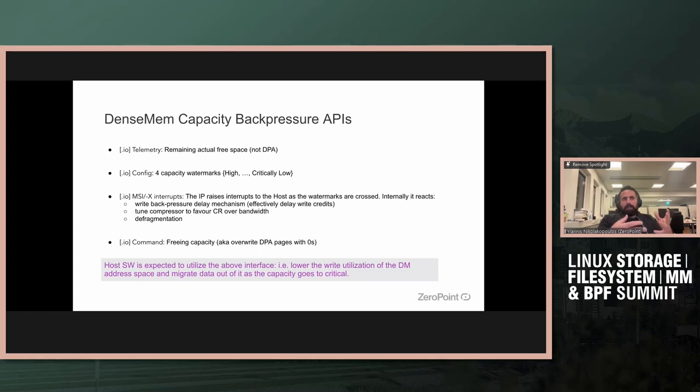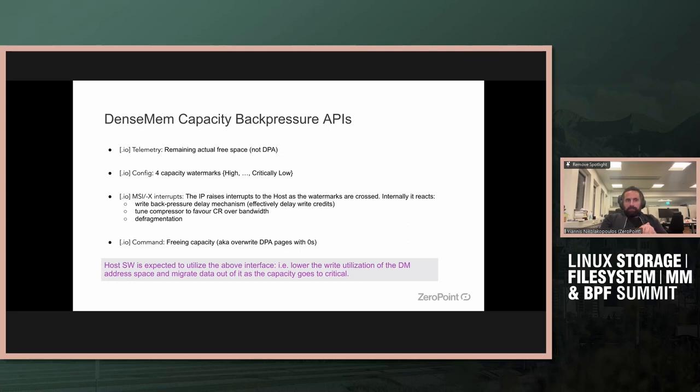At the same time, internally, the IP also takes its own evasive actions, be that back pressure on the write path or changing the tuning of the compressor or even running defragmentation more actively. And finally, there is also an additional .io command for freeing capacity, which is basically an opt-in side channel for the host to override DPAs with zeros without doing it from the .mem.